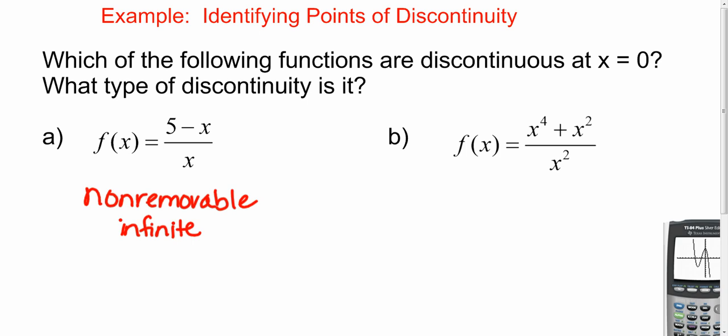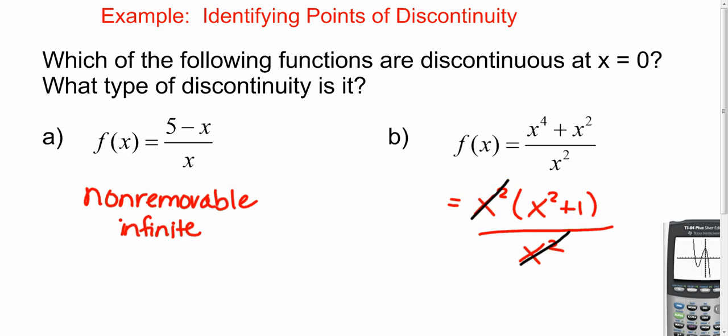All right, and then the next one, x to the 4th plus x squared all over x squared. You could probably simplify that if you wanted to, actually. You could factor out an x squared off the top, and then you would have x squared plus 1 over x squared. Okay, so let's look at this one, and you can see that these x squareds cancel. Let's see how that affects the graph really quickly.